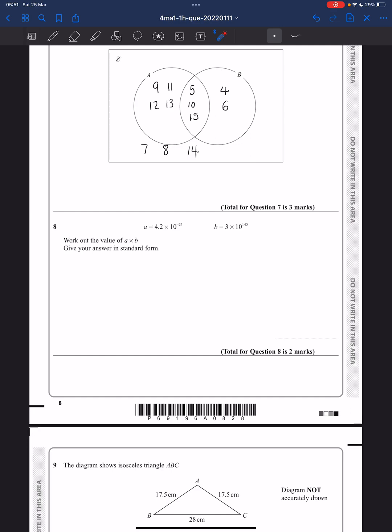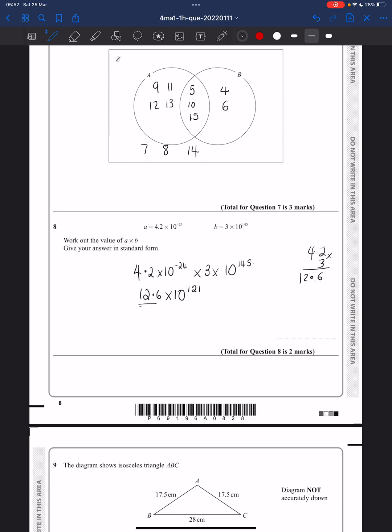Give your answer, A times B. Give your answer in standard form. So we've got 4.2 times 10 to the minus 24 times 3 times 10 to the 145. 4.2 times 3, 12.6. So that's 12.6 times 10, and then we add these powers. So it's 145 minus 24, 121.